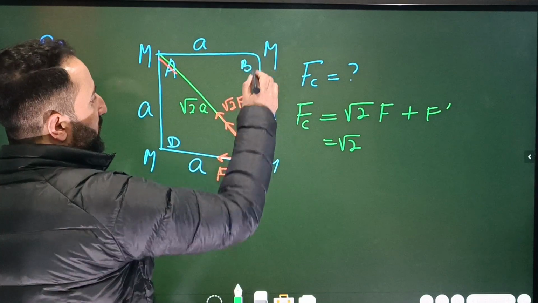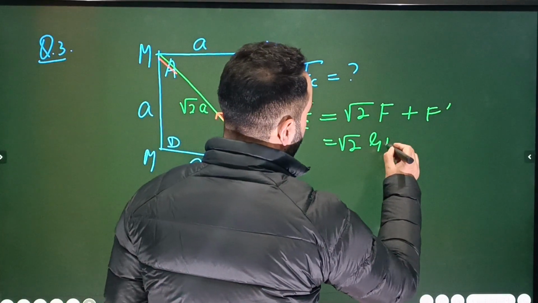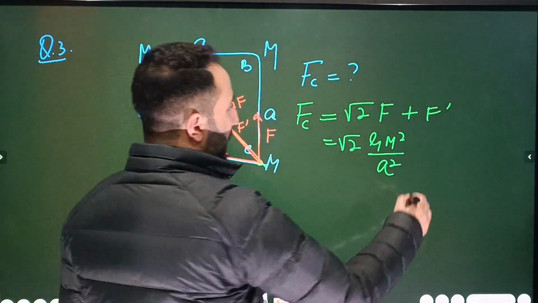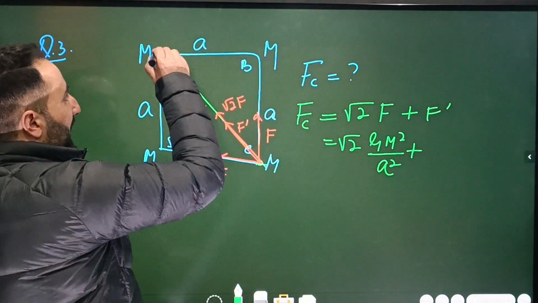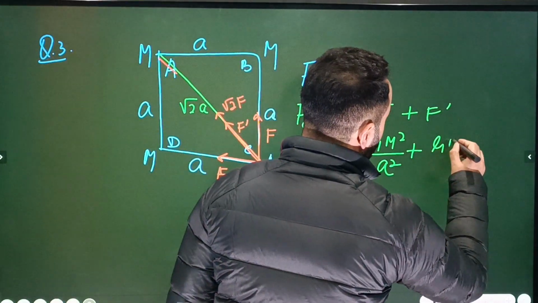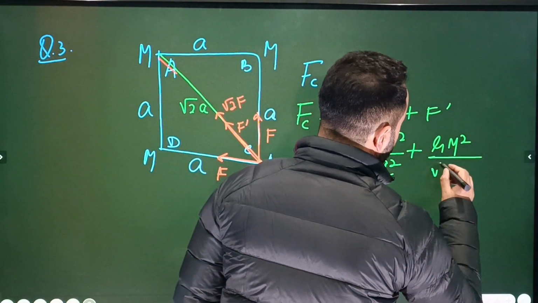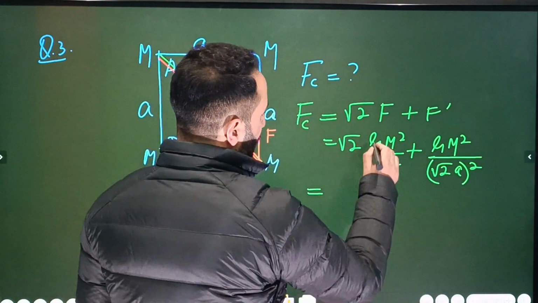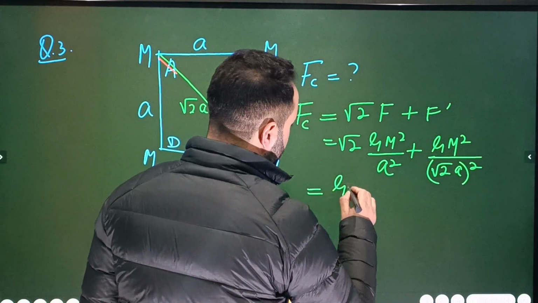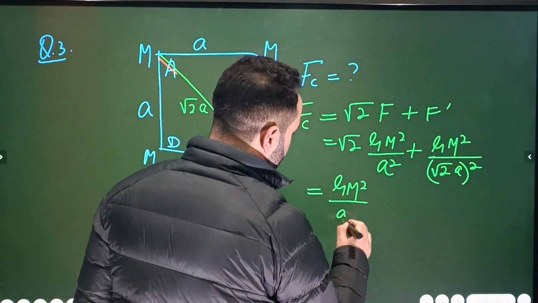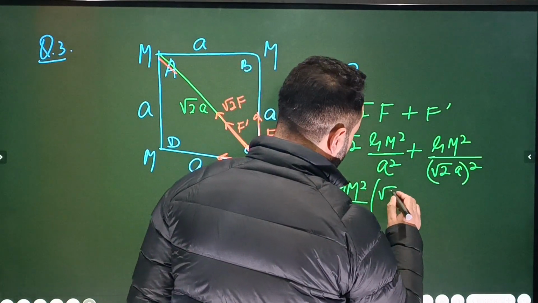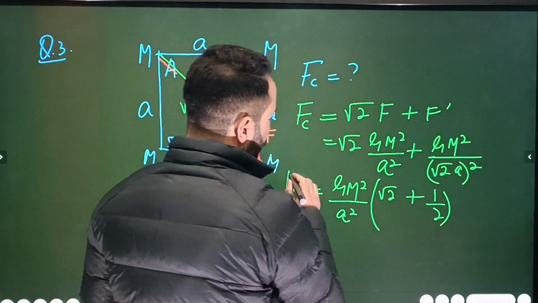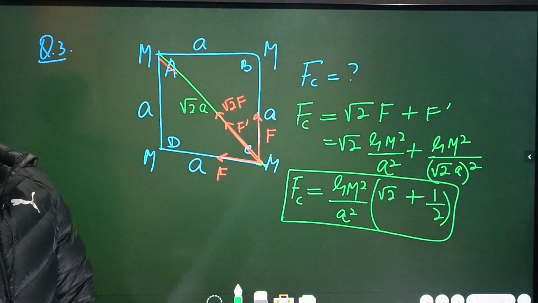F is the force between this particle and this particle, so it is equal to G multiplied by M into M is M square divided by distance square is A square. ठीक है बेटा. Plus F dash is the force between C and A, so that's again equal to G multiplied by M into M is M square divided by distance है इनके दरमियान √2 multiplied by A square. समझ में आया बेटा. So it will be finally equal to GM square by A square. GM square by A square कॉमन निकलेगा बेटा. यहाँ क्या बचेगा बेटा? √2. यहाँ 1/2. समझ में आया क्या बेटा? सो दिस द नेट फोर्स ऑन द पार्टिकल C.